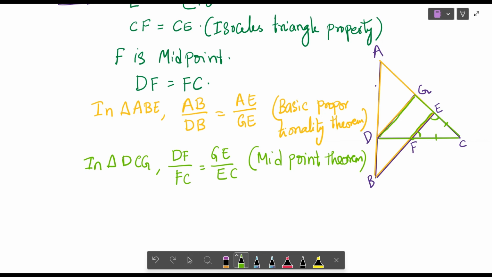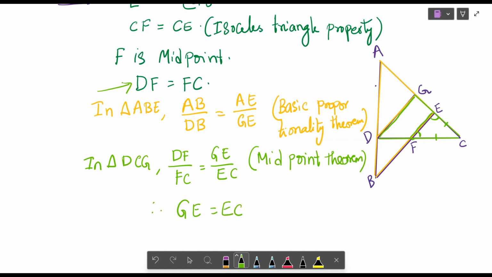Now here we know that DF is equal to FC. So DF is equal to FC. Okay. So LHS part is equal. Both numerator and denominator are equal. So what we can write here? So GE will be equal to EC. Understood? This is from midpoint theorem.